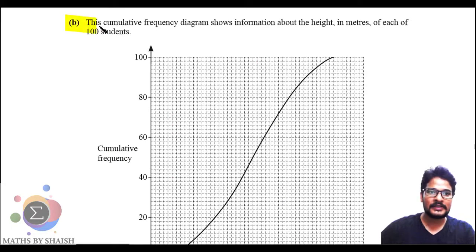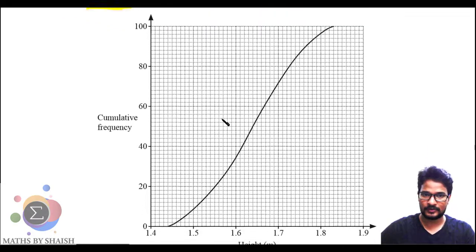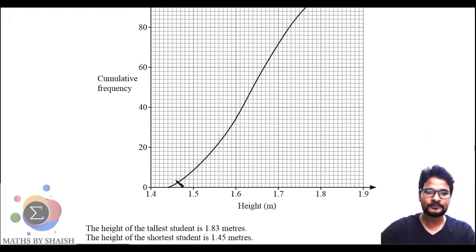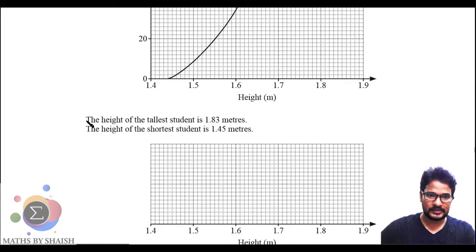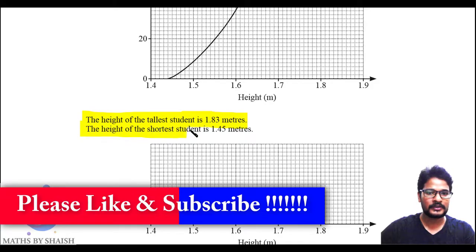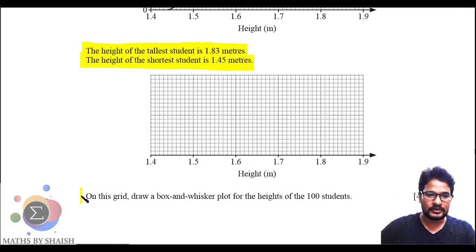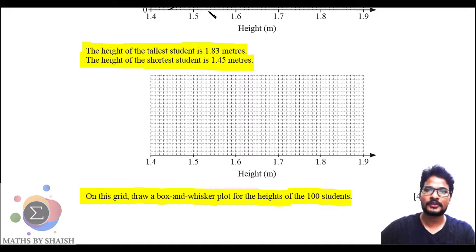Now here the B part. This cumulative frequency diagram shows information about the height in meters of each of 100 students. So this is the cumulative frequency diagram, and this is height. The height of the tallest student is 1.83 meters. The height of the shortest student is 1.45 meters. And they have asked us to draw a box and whiskers plot for the heights of the 100 students.